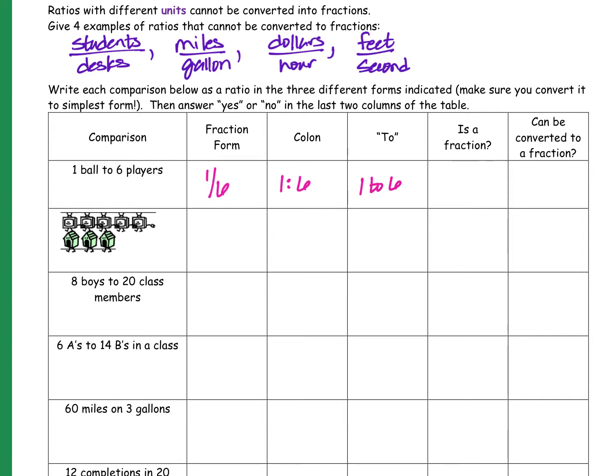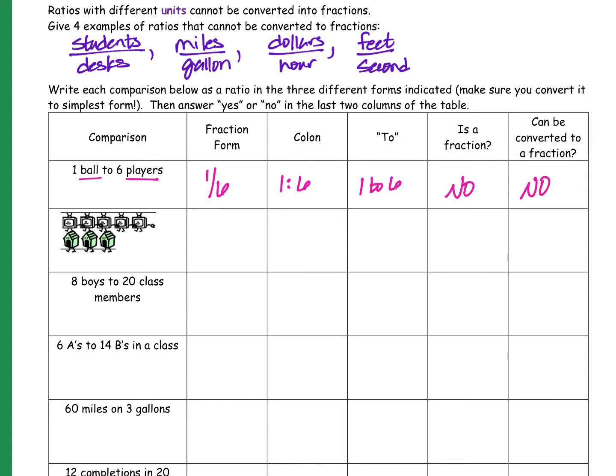Is a ball and players the same thing? Can I make them the same thing? Are the units the same? Remember, a definition of fraction is a part to a whole. So I have a part of a ball. Are players a whole of that ball? Do players and balls have anything to do with each other? They don't, right? So this is not a fraction. Can it be converted to a fraction?